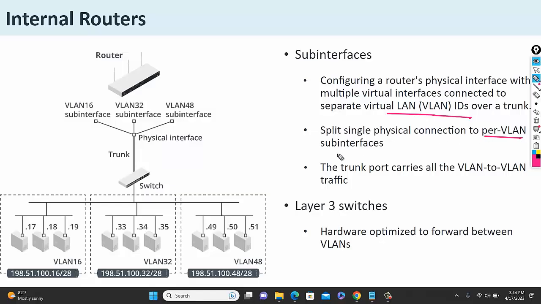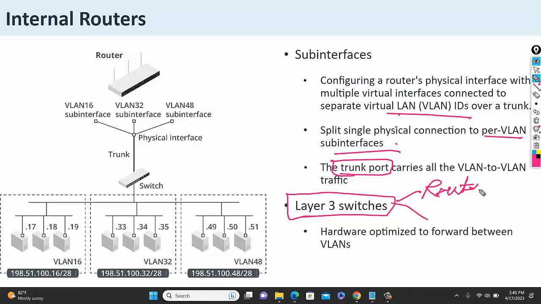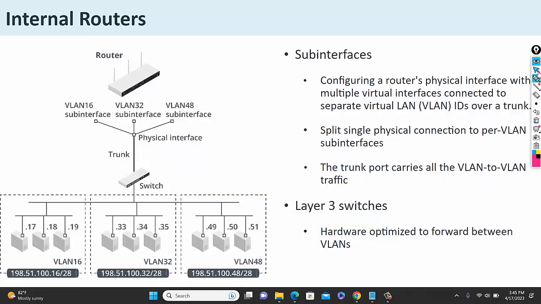Okay, per VLAN, per sub interface. And there is one port, called a trunk port, which can carry all types of VLAN data. And there is a layer 3 switch. A layer 3 switch can also be used as a router, and you can create multiple sub interfaces for a single interface. Okay.